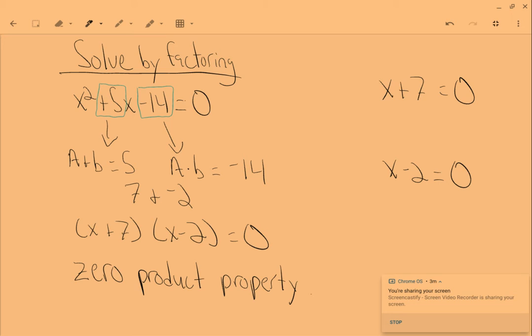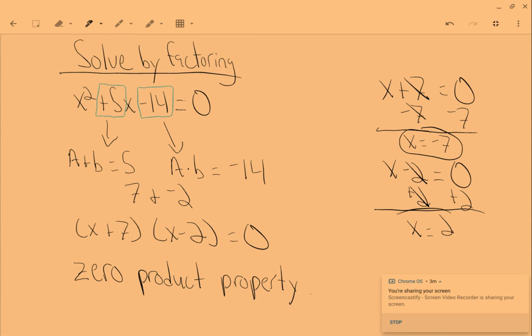For the first one, I'm going to subtract 7 from both sides, so our first solution is x equals negative 7. For the second one, we're going to add 2 to both sides, so our second solution is x equals 2. So my two solutions are x equals negative 7 and x equals positive 2. That is how you solve a quadratic by factoring.